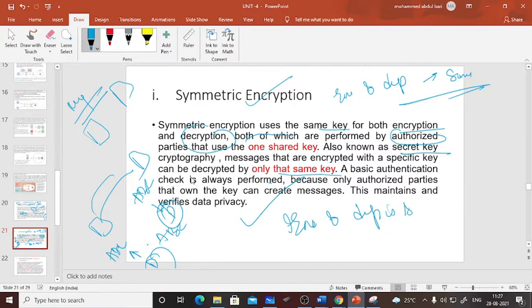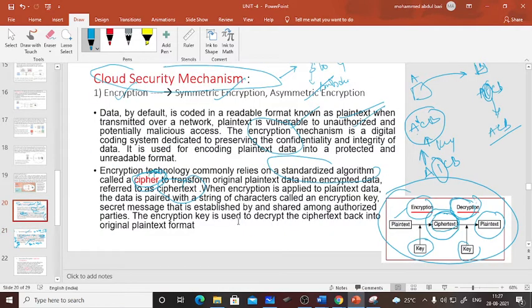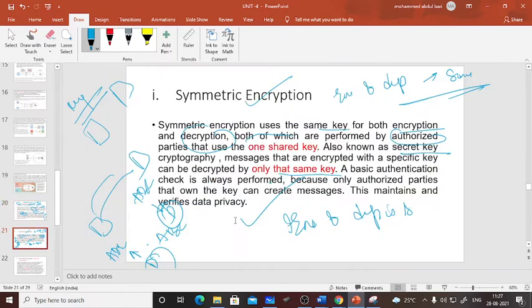This is symmetric encryption. What do you mean by security mechanism? We encrypt something and we send it, and in symmetric encryption, the encryption and decryption keys are the same.